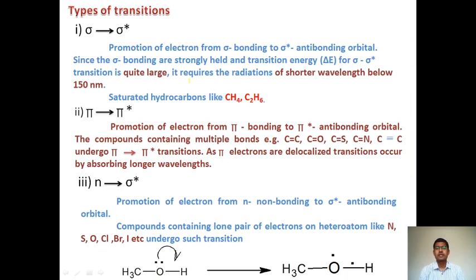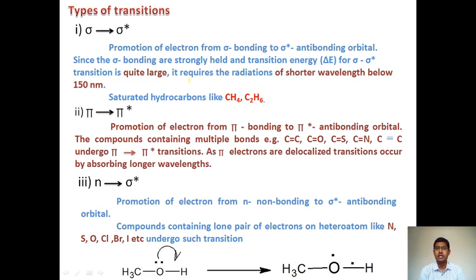Then in the introduction we said that ultraviolet radiations cause electronic transitions. And what are these types of electronic transitions? Let's see what the types of transitions are. The first one is sigma to sigma star. What is this sigma to sigma star?